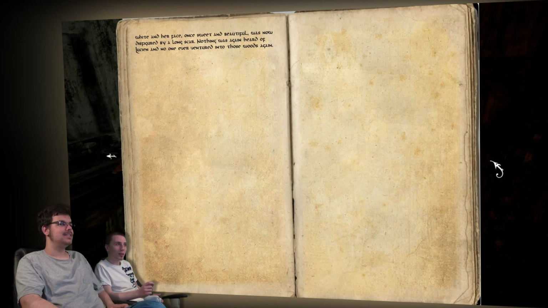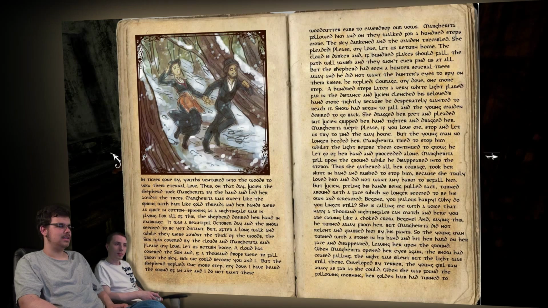Nothing was again heard of Lucien, and no one ever ventured into those woods. Wait, again. Let's read a little bit, just to see. How far back? I don't know. It's as far back as it goes. It's only two pages, pretty much.